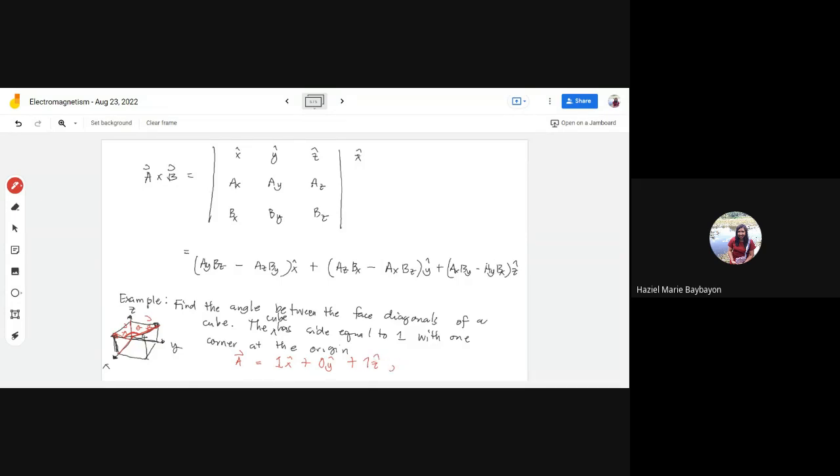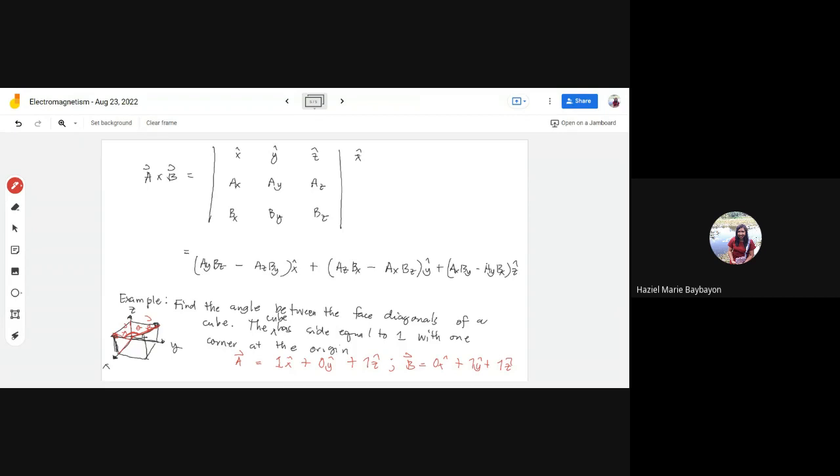And then for diagonal B, it is in the YZ plane. So it has no x component. It is clear, class, that it has no x component. You have 0 x hat plus 1 y hat plus 1 z hat. Okay, so you have A and B.